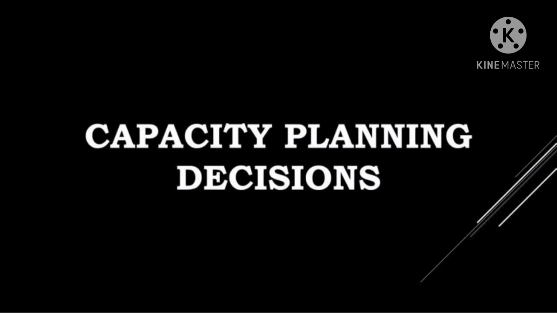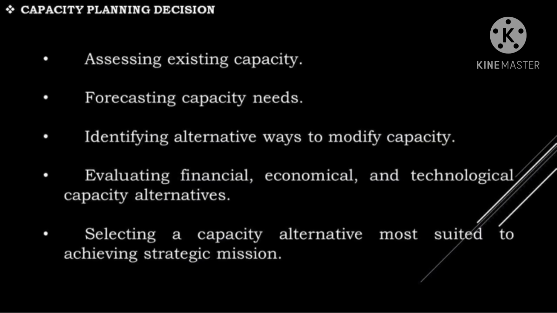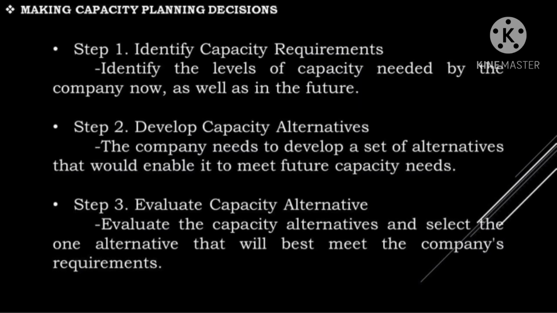Capacity planning decisions: assessing existing capacity. Forecasting capacity needs. Identifying alternative ways to modify capacity. Evaluating financial, economic, and technological capacity alternatives. Selecting a capacity alternative most suited to achieving strategic mission. Making capacity planning decisions. Step 1. Identify capacity requirements.